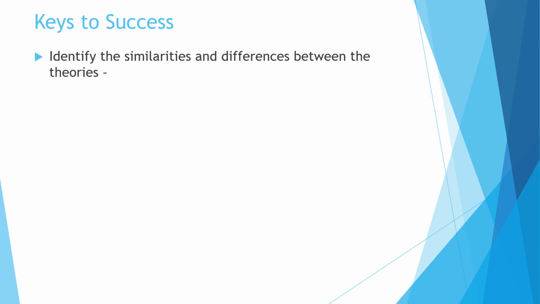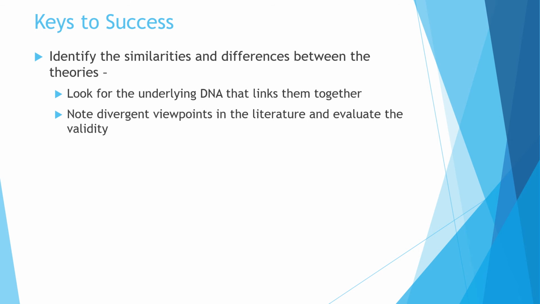So the schools of thought, the Mintzberg, the Porter, the Barney schools of thought, will all have similarities and differences. That's the raw ingredients for coming up with new ideas. So you're looking for not only how they're different, but also what ties them together, what the underlying DNA is that makes a logical connection between these various theories.